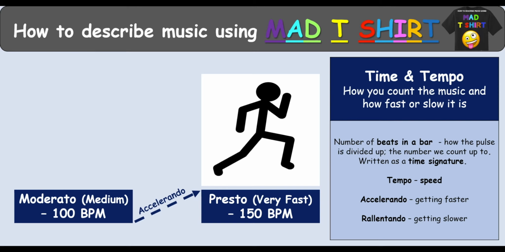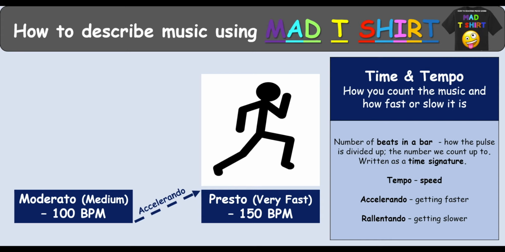So, the tempo increased as the music progressed. However, it didn't go from a medium tempo to a very fast tempo suddenly. It happened gradually as the pulse sped up. When music speeds up, it's called accelerando, like when you accelerate in a car to go faster.